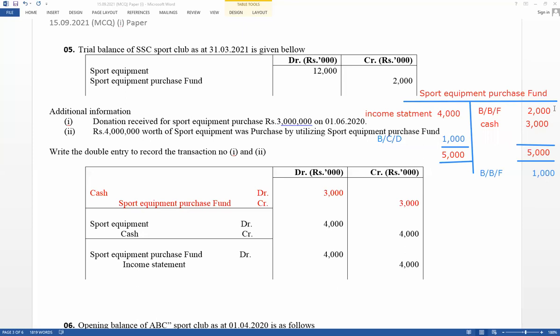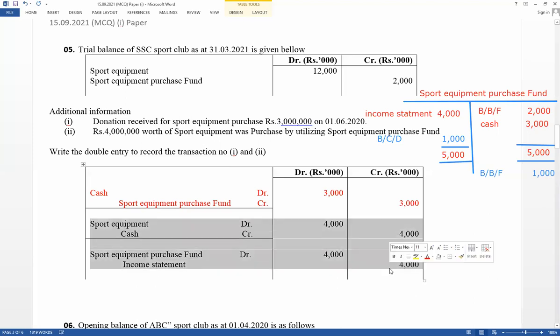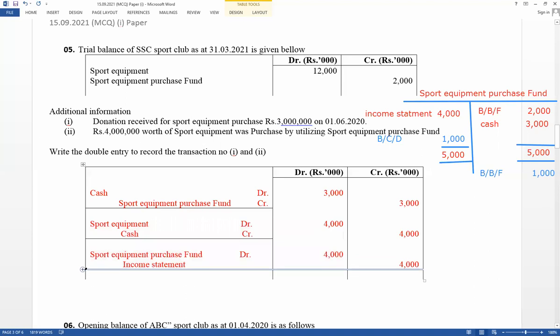What is the important thing you have to know? Try to recognize in which situation should be considered as income, donation receipt for created fund. Therefore, this is a double entry. First one, think about donation receipt amounts. Second one, think about sport equipment purchase. And third one, think about donation, how much should be considered as income for received amount for purchase sport equipment.